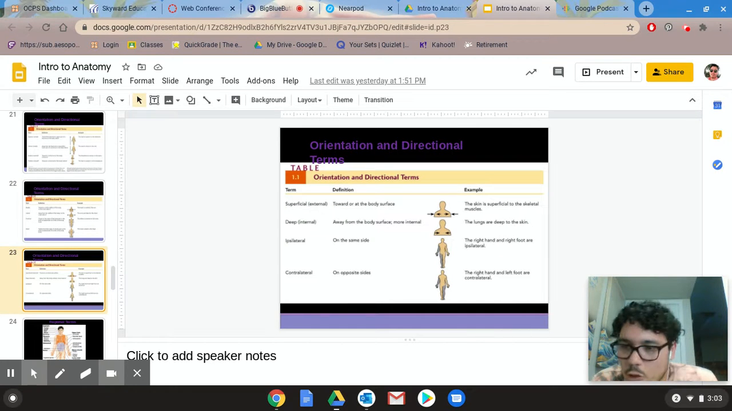Next, a couple more orientation terms. Superficial and deep, we do use. Ipsilateral, contralateral, we don't use as much. That's just how it is. Superficial is going to be towards or at the body surface.